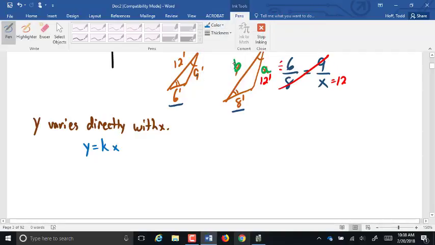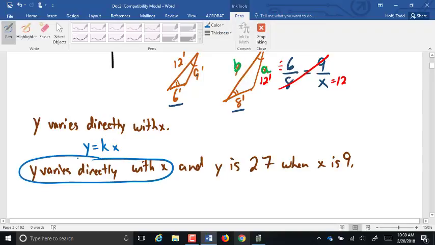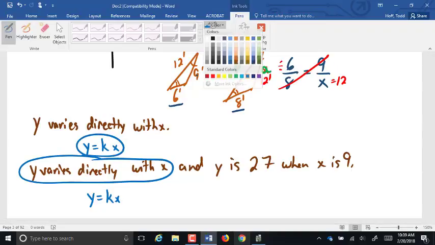Now generally we have a little bit more information. We might have y varies directly with x and y is 27 when x is 9. Now there's two pieces of information here. The first one is right here. Y varies directly with x. That's just telling us what we had up here. It's that relationship, y equals k times x.